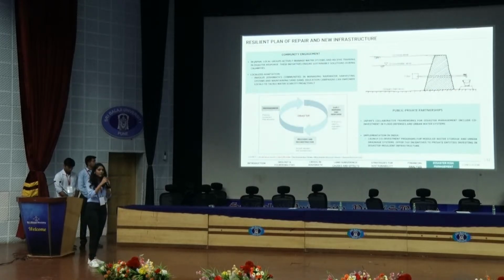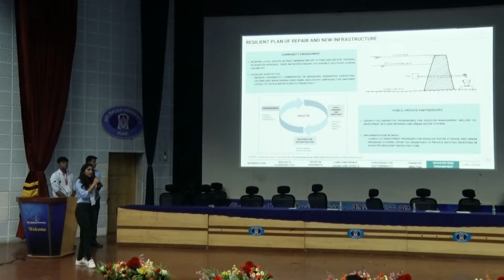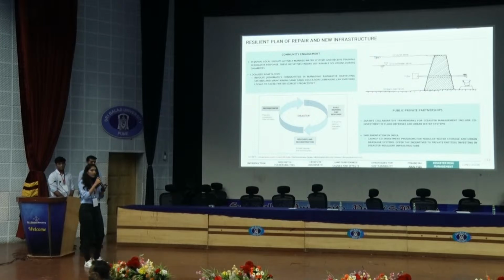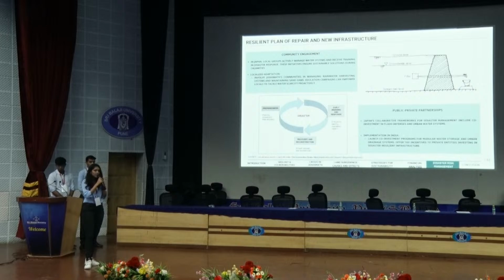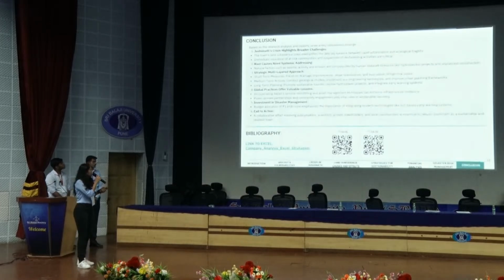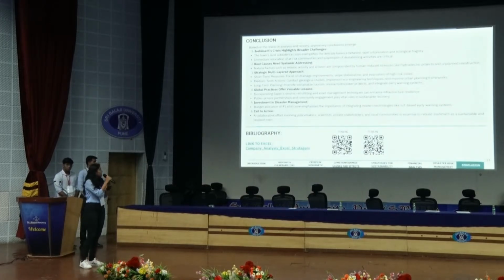Coming to community engagement, which also fosters employment. In Japan, local groups actively manage water systems. Similarly, in India, specifically in Uttarakhand, local communities could be included in managing rainwater and harvesting systems and providing solutions to the same. And also, the most important point, public-private partnerships. Collaborative measures between public and private sectors, such as NGOs, government, and private sectors, will foster the redevelopment in the quickest way possible.